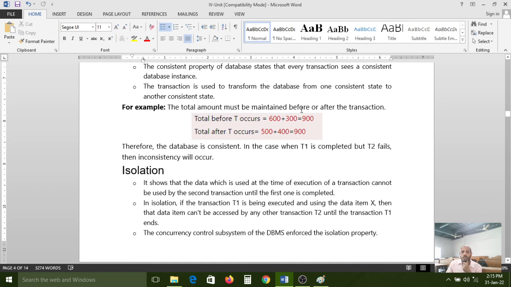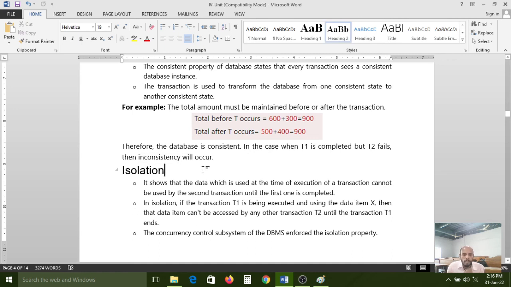Right? Total amount. And after the transaction, 600 minus 100 is 500 rupees. And 300 plus 100, the 100 rupees credited to B's account, so 400 rupees. Total 900. So that is consistent data, it is maintaining. But if the amount is debited from A account and not credited to B account, then you will get inconsistent data. Inconsistency will occur in that case.